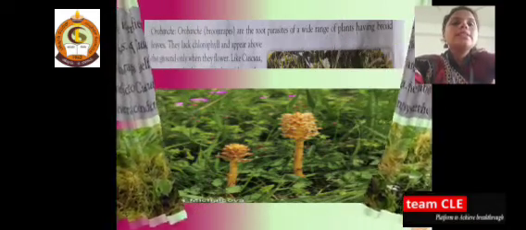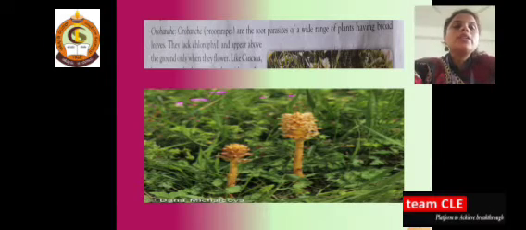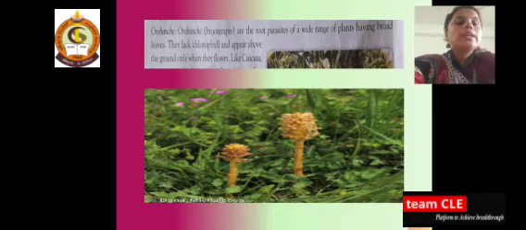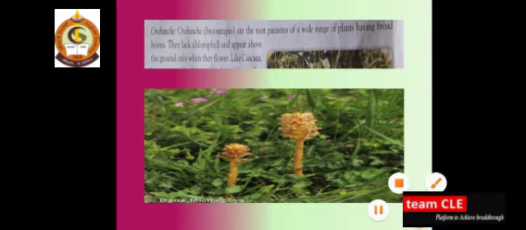Now let's discuss the second example, that is Orobanche. What is the spelling? Dear students, this spelling is a little bit tough, because these are the biological names of these flowers and plants. So you have to remember them. How can you remember? By doing daily practice of these names. So what is the second example of a parasitic plant?